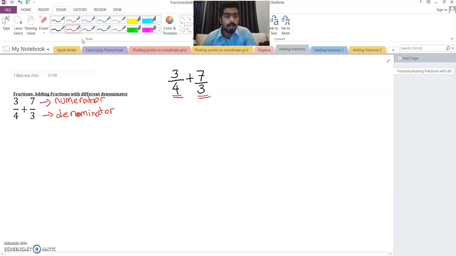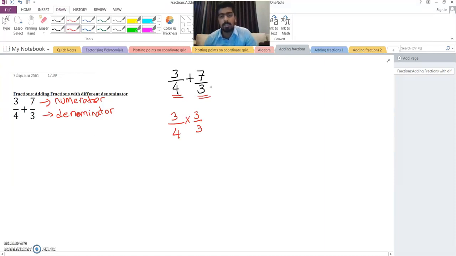So what we can do right now is take the first fraction, which is 3 over 4, and then multiply by the opposite denominator. The opposite denominator is 3, so we multiply the first fraction by 3 over 3. Okay guys, so what did we do? We took the first fraction and multiplied it by the opposite denominator.